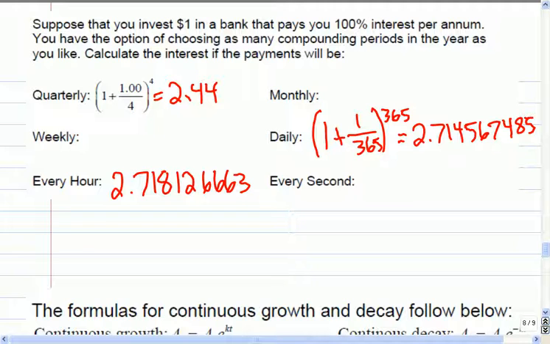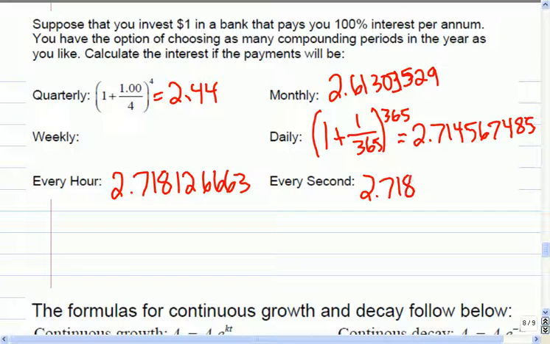Okay. How about monthly? Who is monthly? Andy? 2.61301303. 29. You have to bear with me, I'm slow. Connor? 2.718281701.